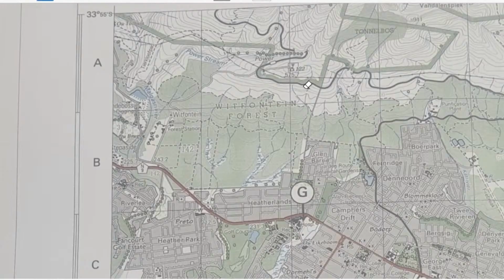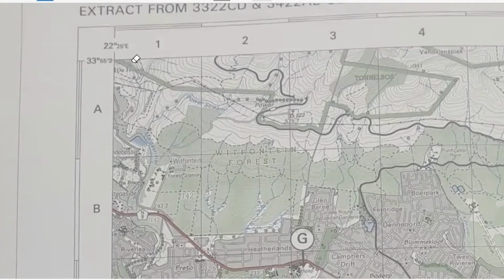minute for latitude and minute value for longitude. Unfortunately, for longitude is already provided, but for latitude, you have to find it out, but it's there on the map. You check your lines of latitude here. Your lines of latitude are provided. This is the degree value, 33 of latitude, and your minute value is here.